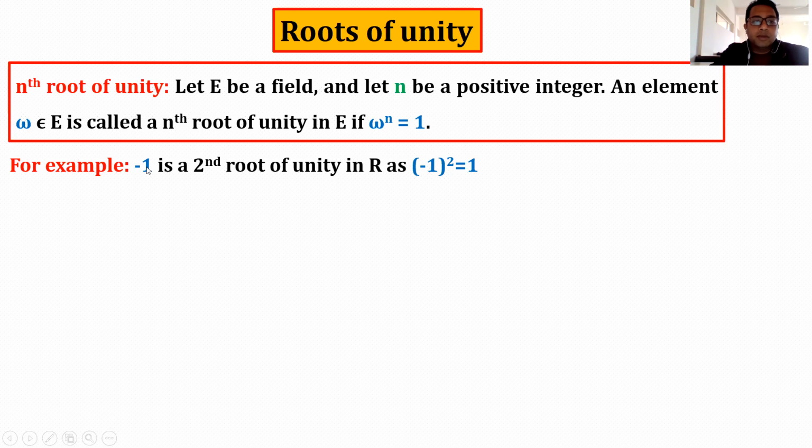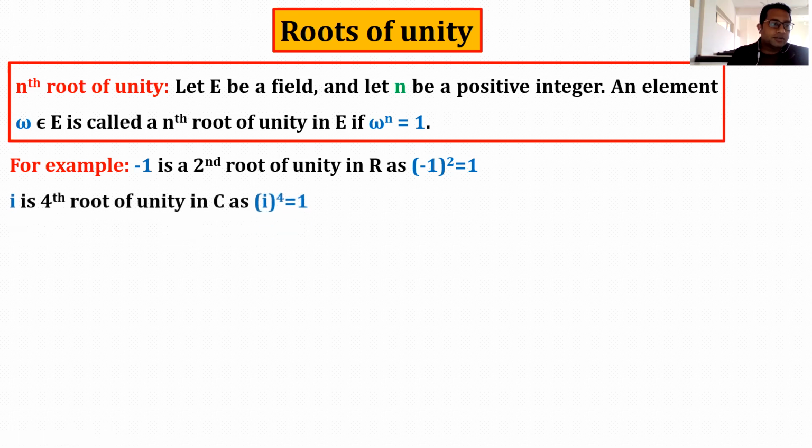For example, -1 is a second root of unity in R, in the field of reals, as -1 raised to power 2 is equal to 1, because if you square -1 you get 1. Similarly, iota is a fourth root of unity, because iota raised to power 4 gives 1. So iota is a fourth root of unity as iota^4 is equal to 1.